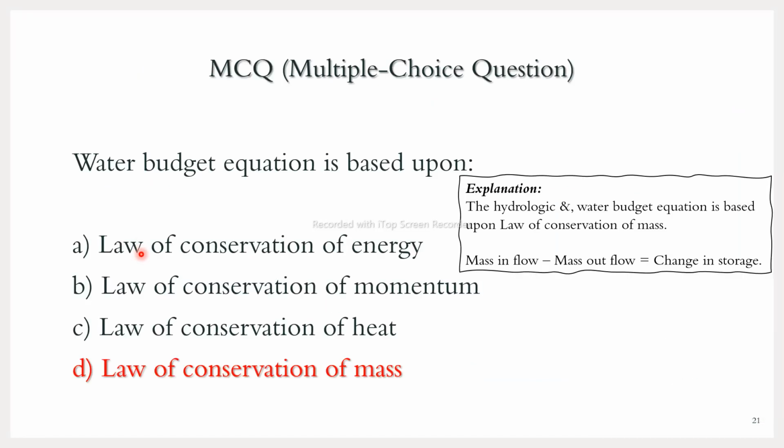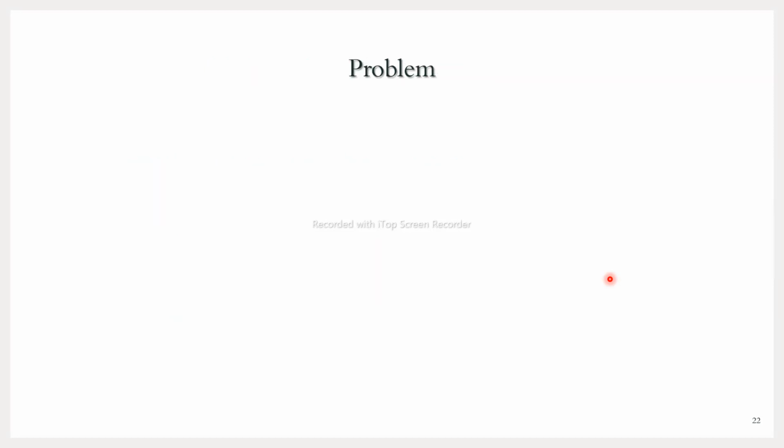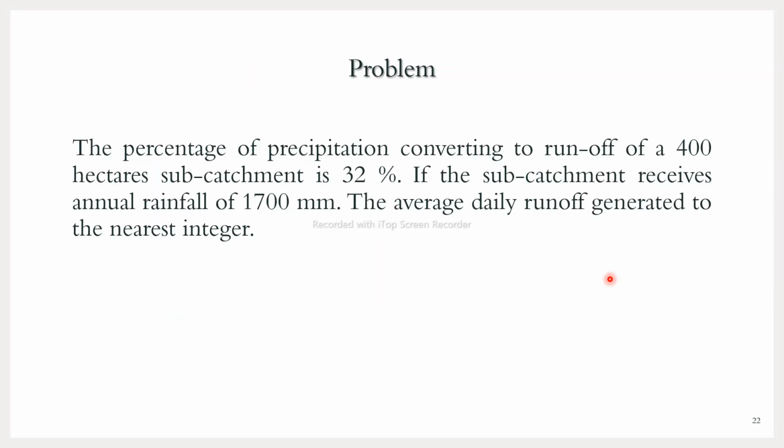So as I told, why is this a law of conservation of mass? Because this is nothing but the mass inflow minus mass outflow equals change in storage. Here in inflow, all the water-in terms are considered. Here in the outflow, all the water-out terms are considered, and it is basically a hydrologic balance. Okay, so now we'll solve a problem.